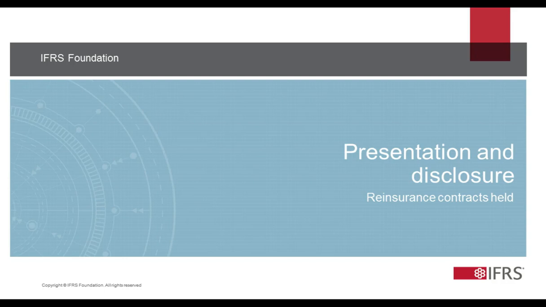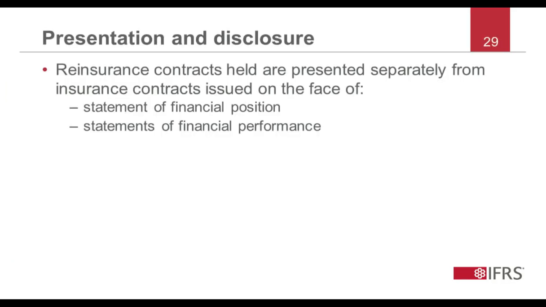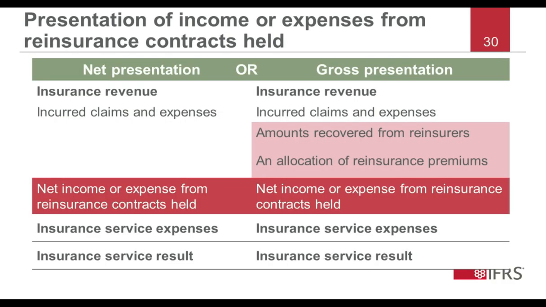The next few slides discuss the presentation requirements on the face of the financial statements. As mentioned before, reinsurance contracts held are presented separately from the underlying insurance contracts issued on the face of the financial statements. Let's start with the profit or loss statement. For the underlying insurance contracts, the cedant will have to present insurance revenue and insurance service expenses on the face of the profit or loss statement.